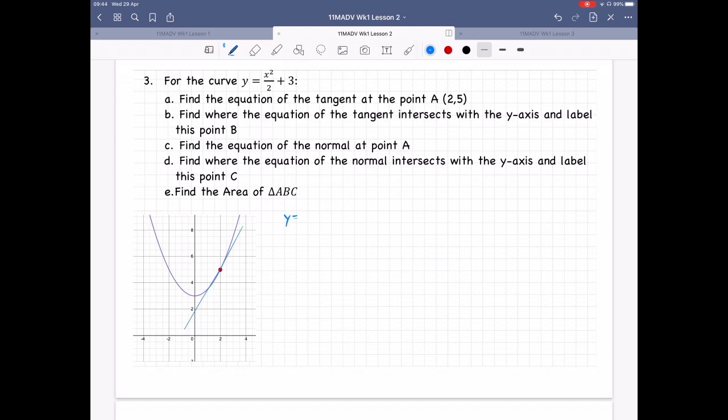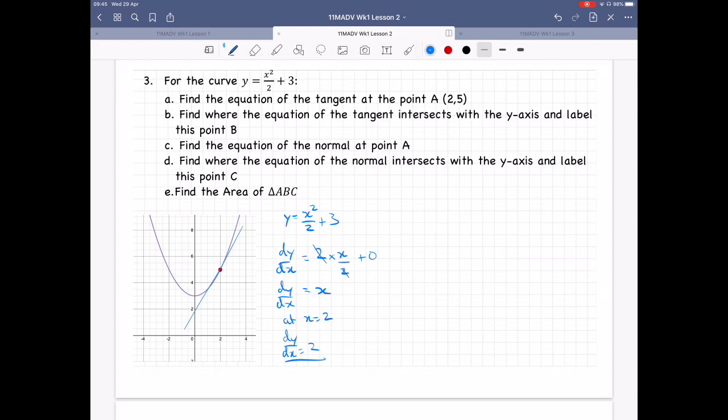So we know y is equal to x squared over 2 plus 3. So dy dx using our power rule is going to be 2 times x over 2 plus 0. Our 2's cancel out, and we're left with just x. So dy dx is equal to x. So at x equals 2, dy dx is equal to 2. So we now know our gradient for our tangent.